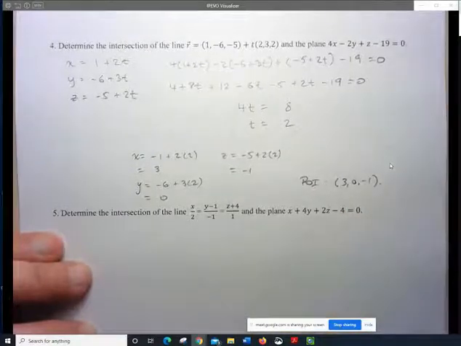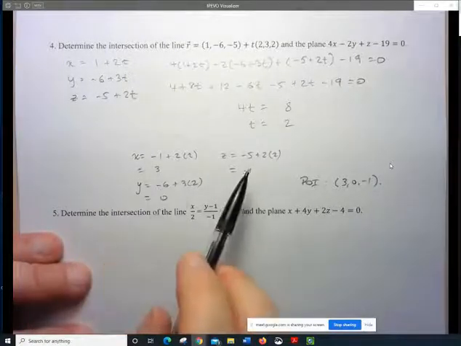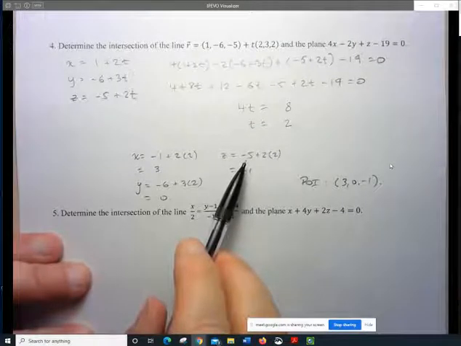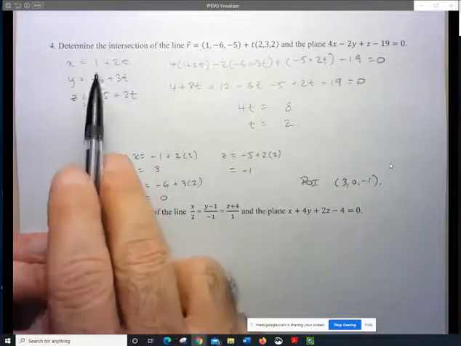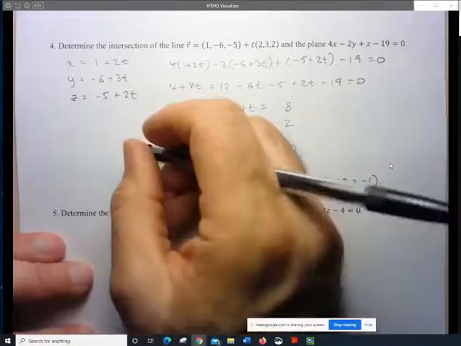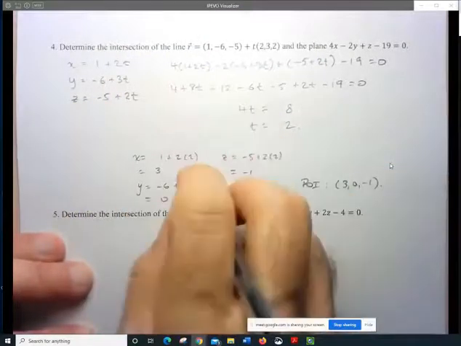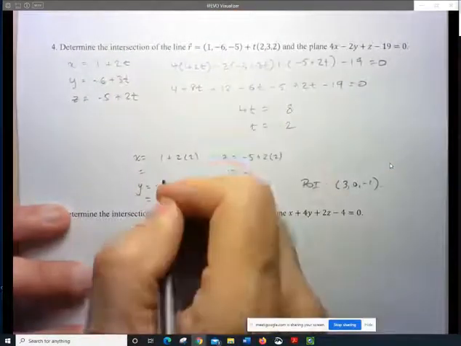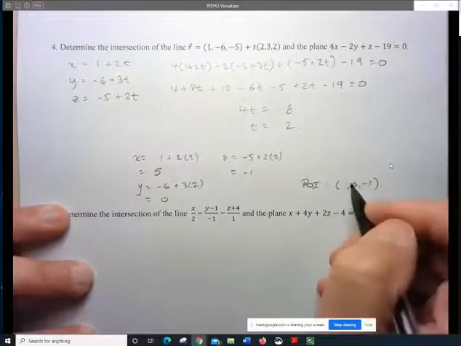X is positive 1, not negative 5. It's 1 plus 2t, not negative 1 plus 2t. So you'd end up with 5 instead. Am I looking here? Where am I looking? At the x. X is 1, right? Oh, thank you. 1 plus 2t. I don't know where I got the negative from. I guess all these other negatives are. Yeah, good show. So 1 plus 4 is 5. Very good. So sorry about that. That'll be 5, 0, negative 1.